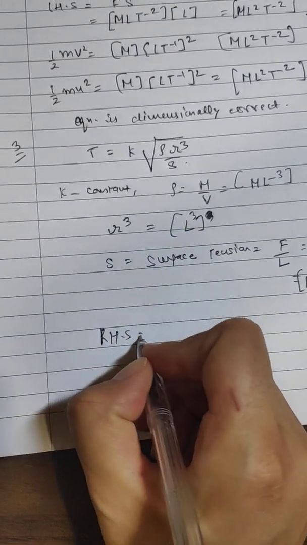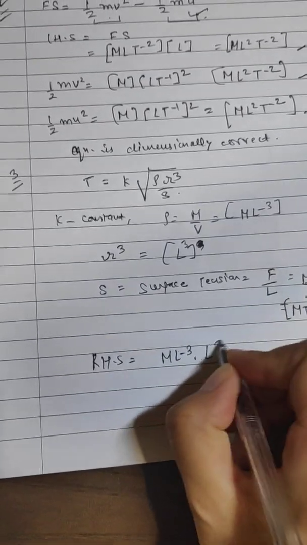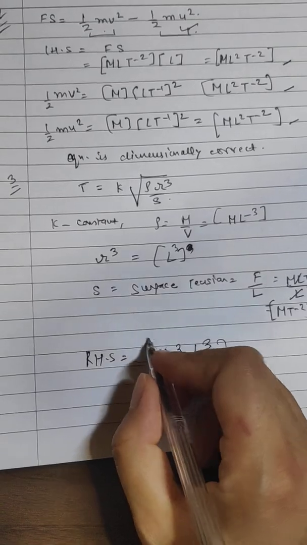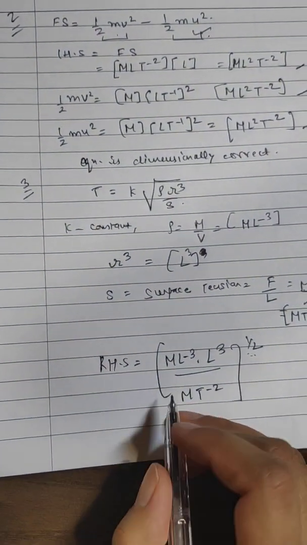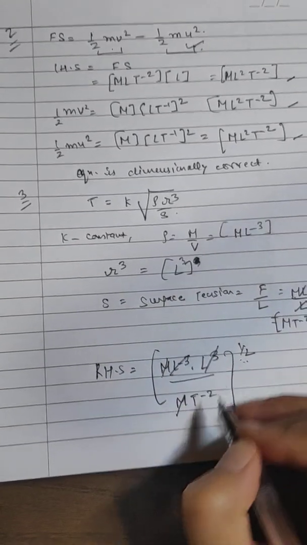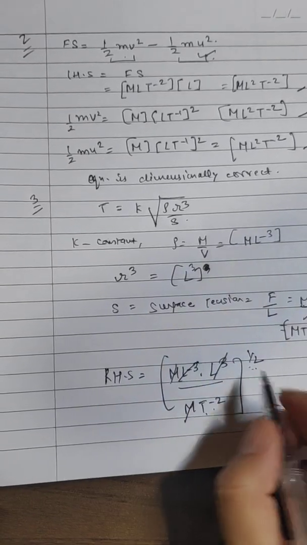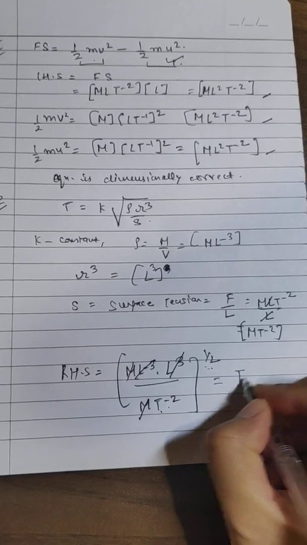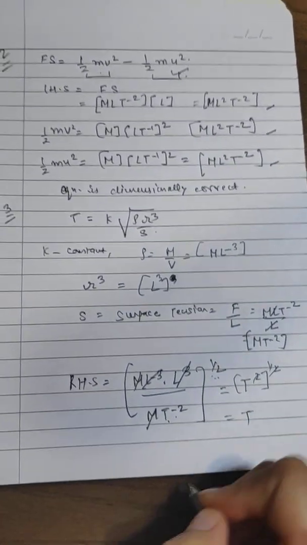Right hand side is equal to rho is ml minus 3, then L cube by mt minus 2. We have 1 by 2, because this is root, so I have written here 1 by 2. M is cancelled, L is cancelled, you will get 1 by t minus 2. So take its reciprocal, because we want to keep it positive. T minus 2 raised power 1 by 2. 2 is cancelled, you will get t.